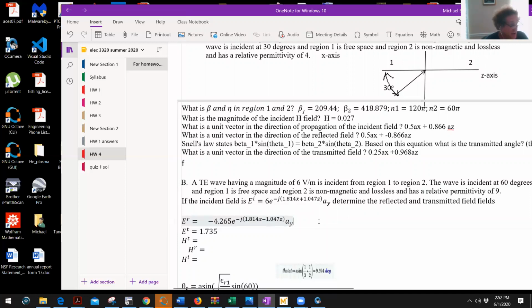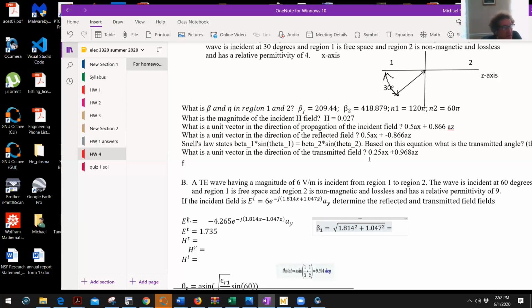So I can put down here, this would be beta 1 though. So beta 1, I'll put it here just for everybody's sake, would be equal to the square root of 1.814 squared plus 1.047 squared.